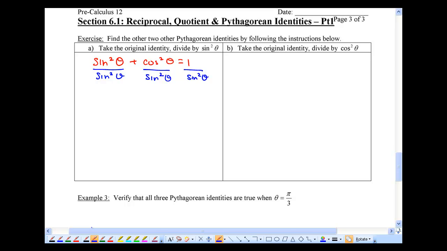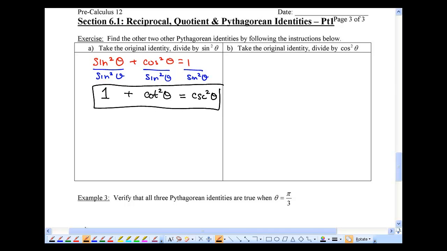Well, sine squared theta divided by sine squared theta, yeah, that's easy. That's just 1. Cosine squared theta divided by sine squared theta. Now, what's cosine over sine? If you said that's cotangent, you are absolutely correct. So this must be cotangent squared theta. And then 1 divided by sine, well, that's cosecant. Cosecant squared theta. Done. There you go. That's one other one. I'm going to ask you to try the next one on your own. We're going to start the same way though, okay? So sine squared theta plus cosine squared theta equals 1.